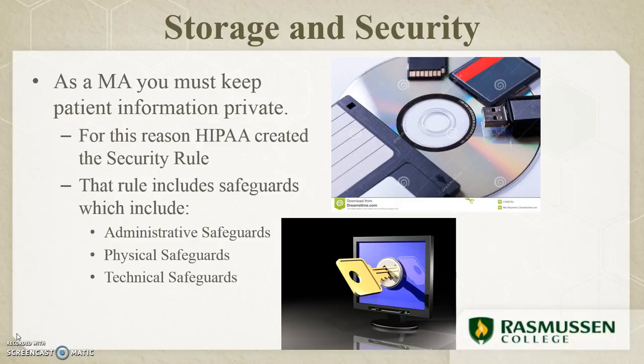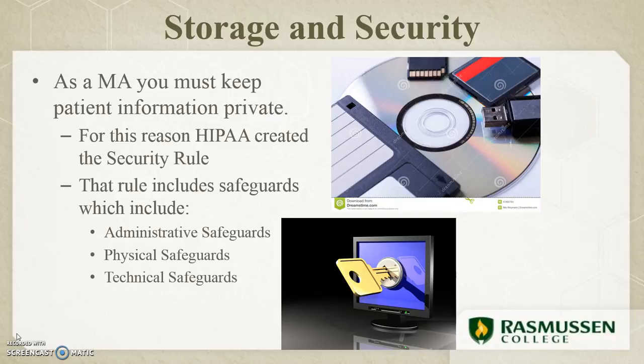And finally, technical safeguards. These are electronic protections that are used to prevent unauthorized access of the network. Things such as antivirus software or putting up firewalls, making sure that the Wi-Fi maybe has a password on it, so you have to gain access before you can even use the Wi-Fi.